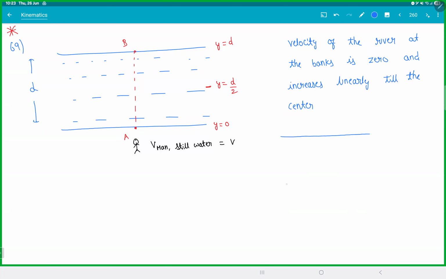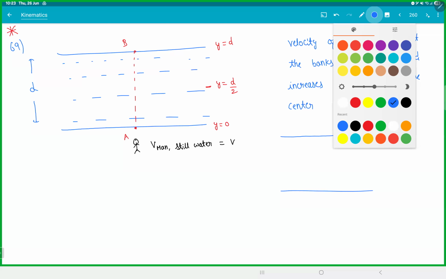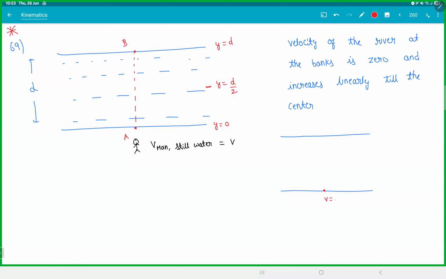Meaning, if you actually try to see the velocity profile, it looks like this. So at the corners, the velocity is 0, the river is not flowing. Then the speed will increase, increase, then again decrease. I need more arrows. Something like this. Can you see how it looks? So at the center of the river, the river is flowing the fastest.